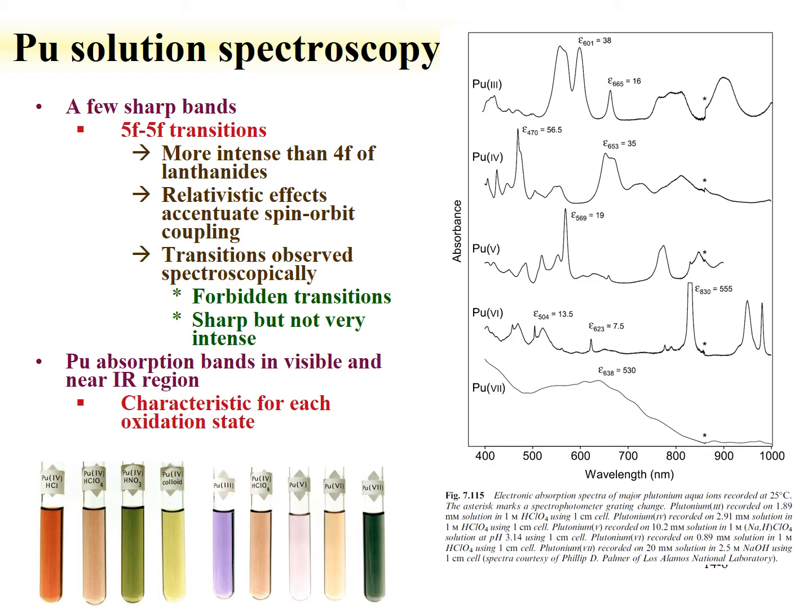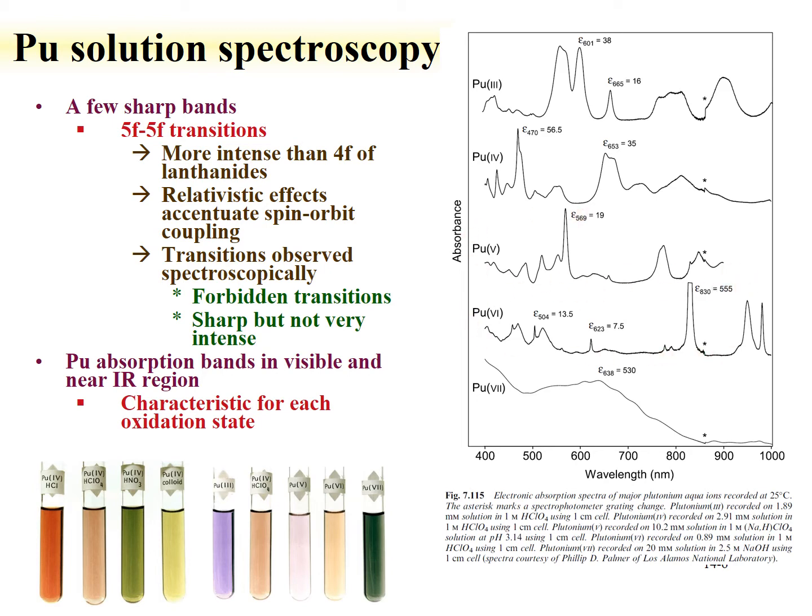Obviously, if we have different colors, we would expect to see different UV visible spectroscopy, and this is evidenced by the absorbance spectra of plutonium in perchloric acid for plutonium-3, plutonium-4, plutonium-5, and plutonium-6 primarily.